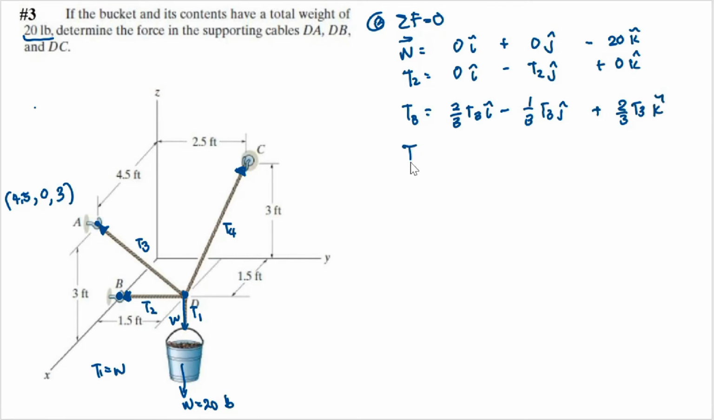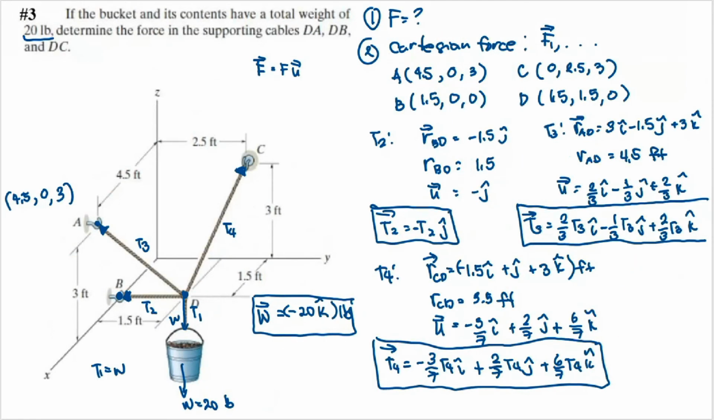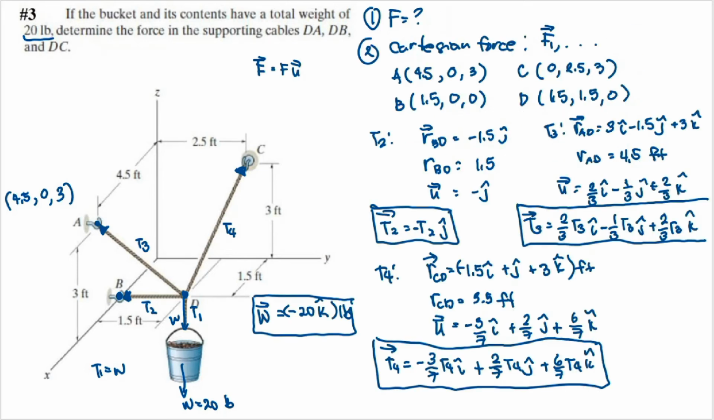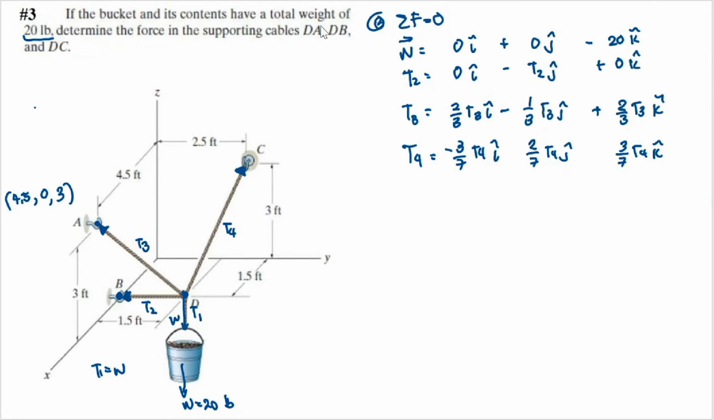That is for T3. For T4, tell me ha, pag may mali ako. Tinatapat-tapat ko lang yung lahat ng i, lahat ng j, lahat ng k. For T4, negative 3 over 7 T4 i hat, then 2 over 7 T4 j hat, then 6 over 7... no, 3 over 7 T4 k hat? So that will be positive. Both are positive. Okay.